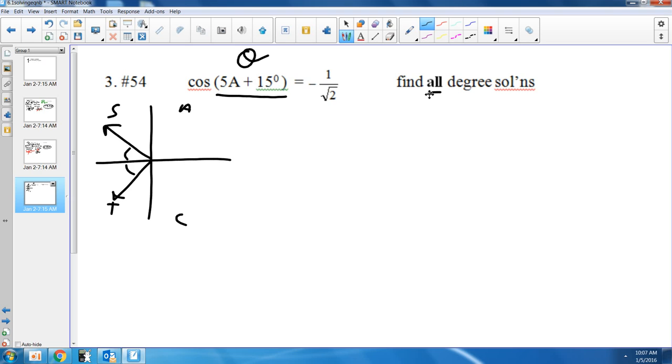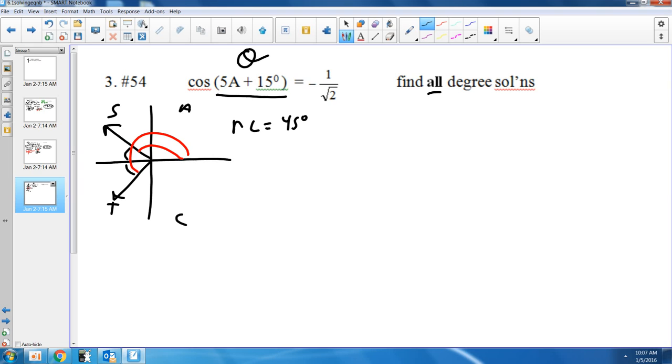And so I can say that my theta is going to be this angle right here, and my theta is going to be that angle right there. And so now I want to identify those. Well, for the reference angle, cosine theta equals 1 over radical 2, because it's positive. That's just going to be 45 degrees, again, by the table or unit circle. And now I can get my angles.